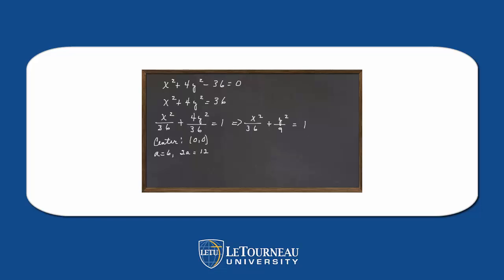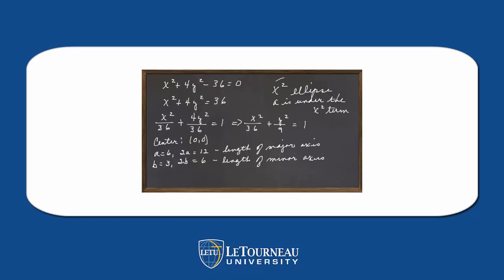Let's try another one. This time, let's have it in general form and have to do some completing the square. Now, to read the information, it has to equal 1. So notice I'm dividing everything by 36. We have x squared over 36 plus y squared over 9 equals 1. We're going to have a good old x-squared ellipse here with a center at (0, 0). The major axis will be of length 12. The minor axis will be of length 6. And we have an x-squared ellipse. A is under the x squared term.